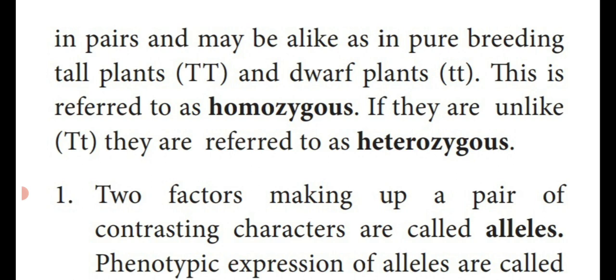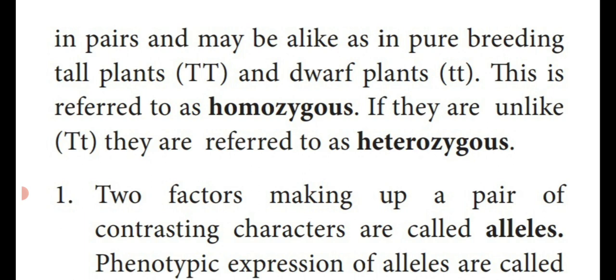So both of them are possessing or containing same pair of factor, that is known as homozygous. Capital TT same pair, small tt same pair. So these are known as homozygous tall and homozygous recessive, that is dwarf plant. But if they are unlike, that means one capital T with a small t, different pairs of alleles present in the pure breeding, that is known as heterozygous, that is different.